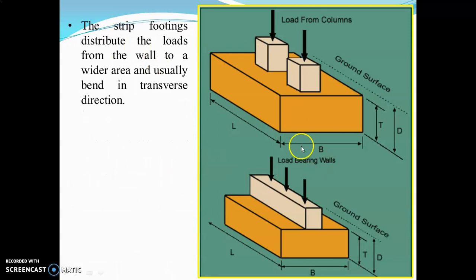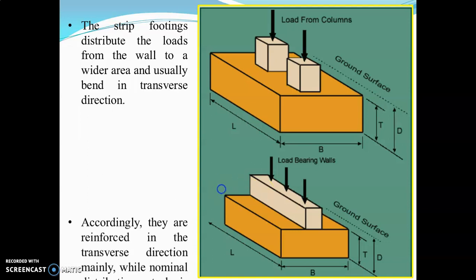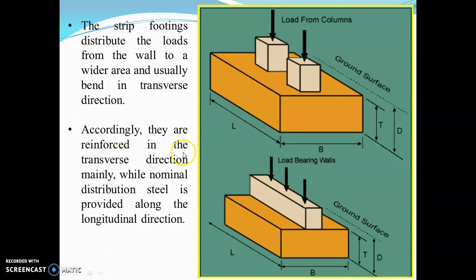You can see here, this is a picture of strip footings. The strip footings distribute the loads from the wall to a wider area and usually bend in transverse direction. Okay, these are the load-bearing walls, and through the wall the load is distributed. Accordingly, they are reinforced in the transverse direction, mainly, while nominal distribution steel is provided along the longitudinal direction.